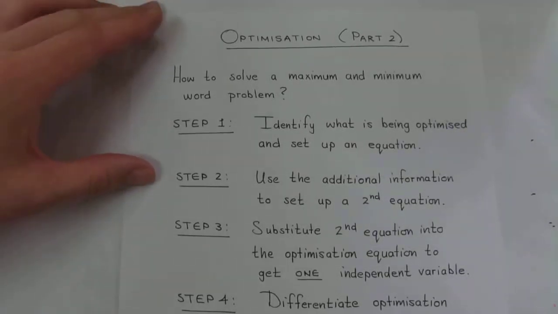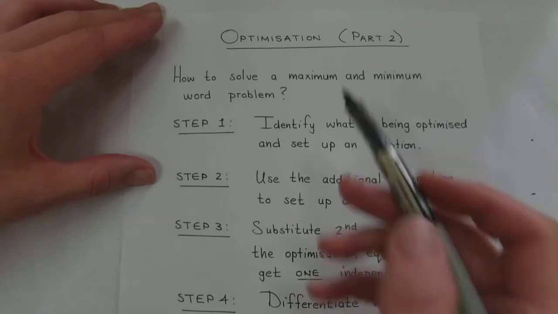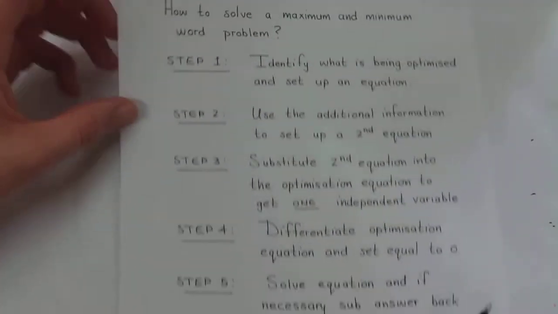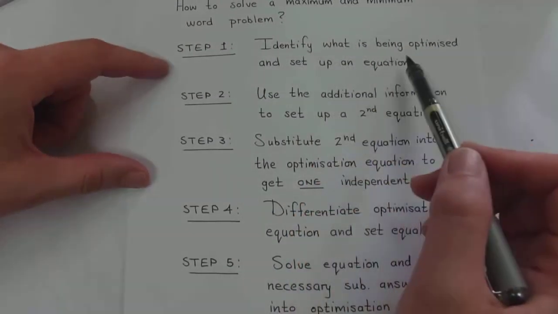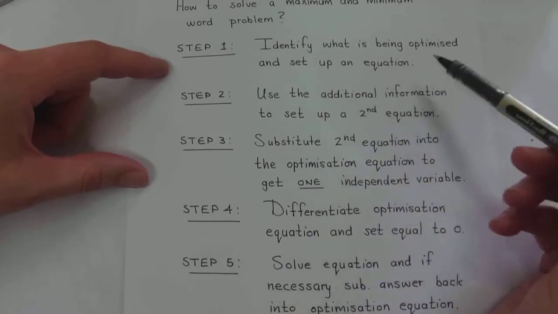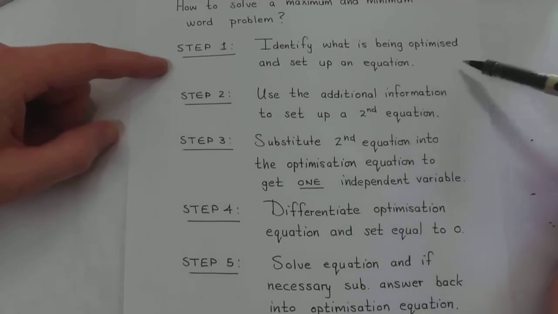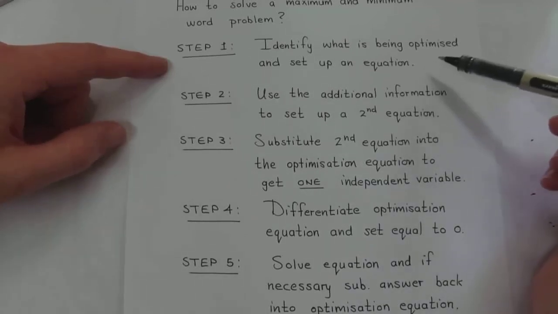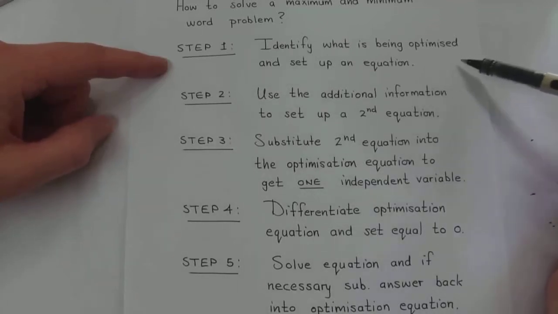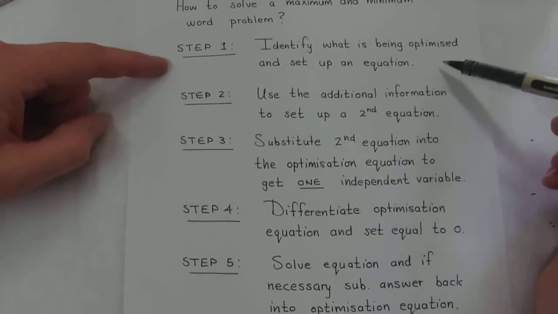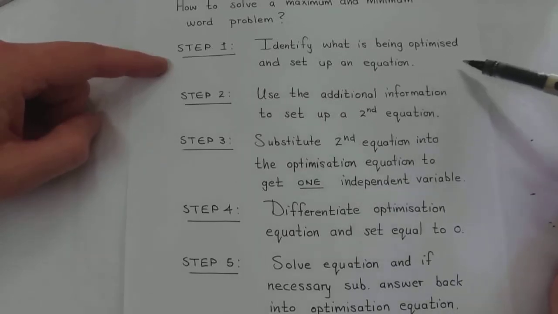So in order to solve a maximum or minimum word problem, in other words, optimization, step 1, you need to identify what is being optimized and set up an equation. They might ask you for a maximum area, so you need to set up an equation for area. Or they might ask you for a maximum volume, then you need to set up an equation for volume. So that's the first step. Identify what it is that's being optimized and set up an equation.